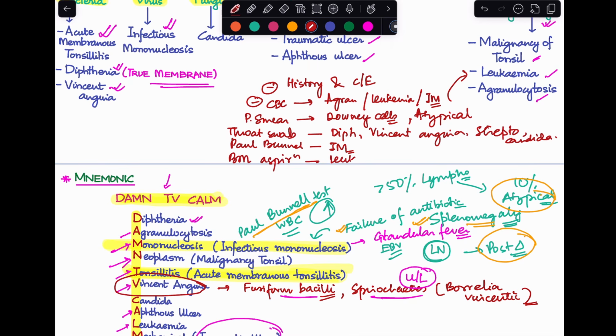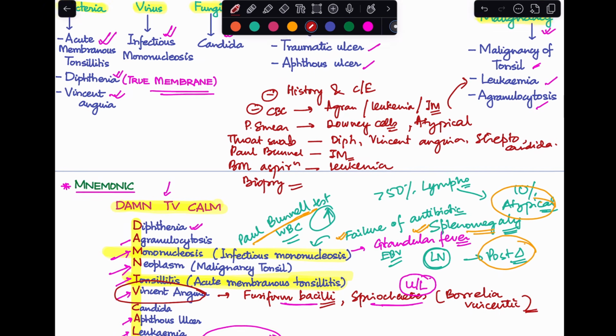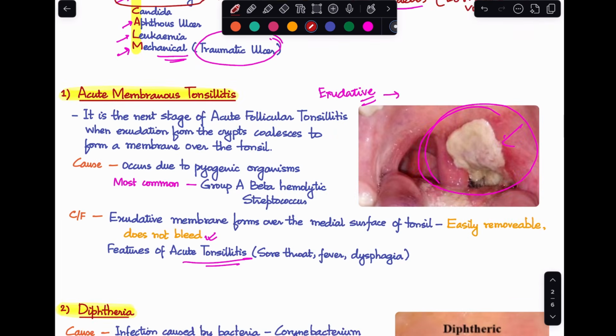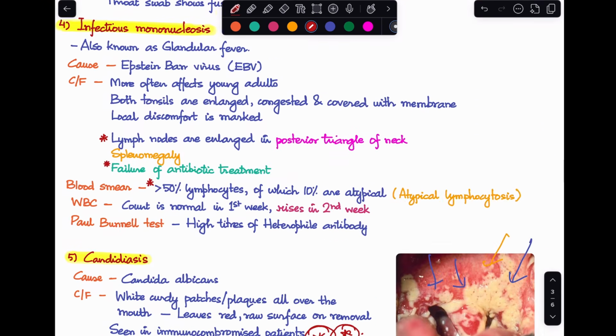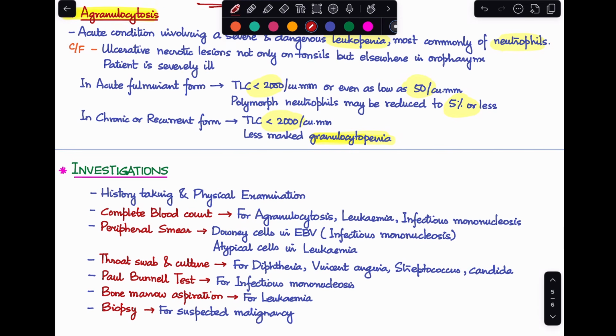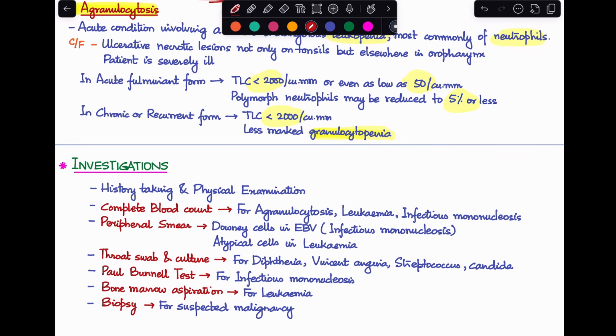We can also do a bone marrow aspiration if indicated. This will help you in diagnosing leukemia. And lastly, for any suspected malignancy, we will be doing a biopsy. So this is how we are going to approach a patient who comes to you with different cases of membrane over the tonsil. All of this history taking, clinical examination of the patient, and all the investigations will help you in coming to your diagnosis as to which case it is, and accordingly decide the treatment.